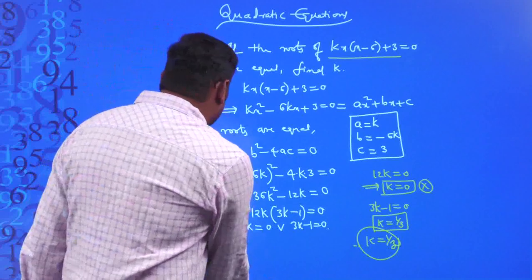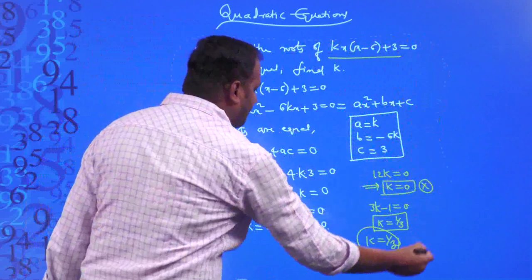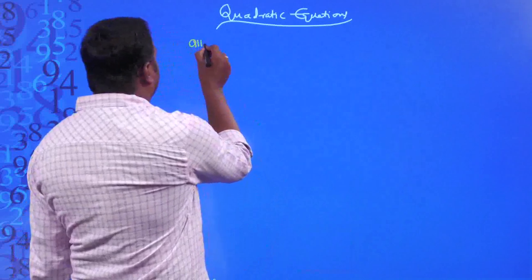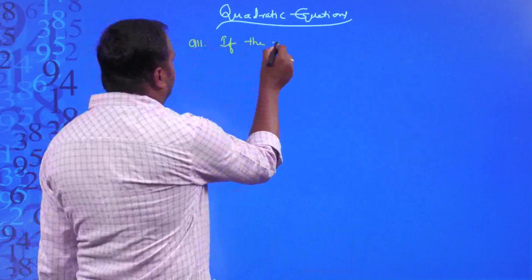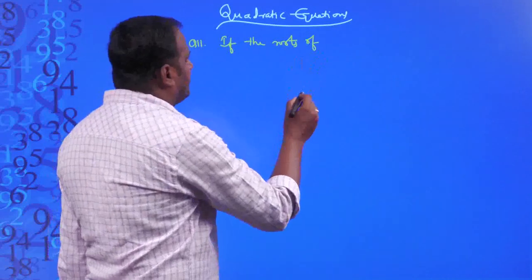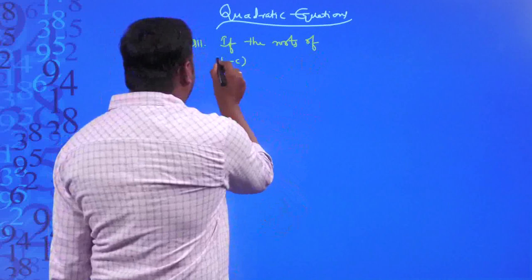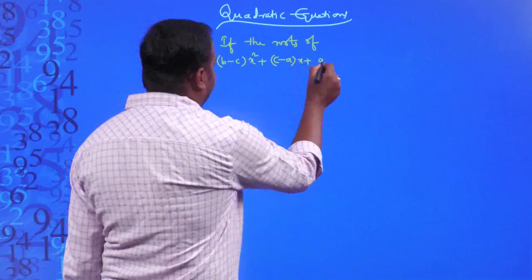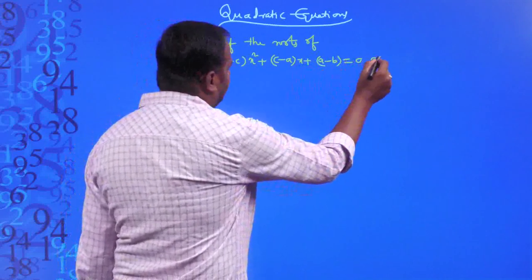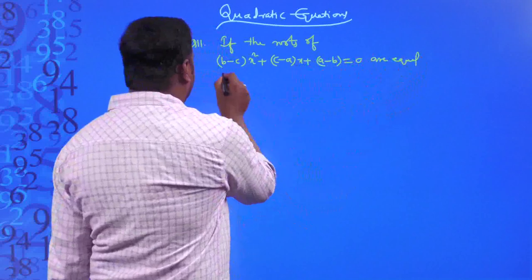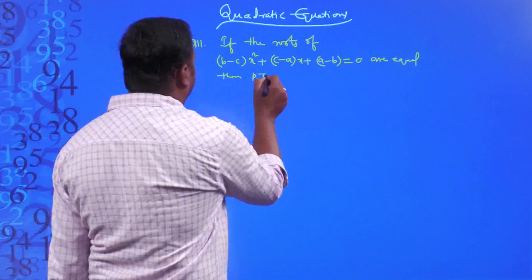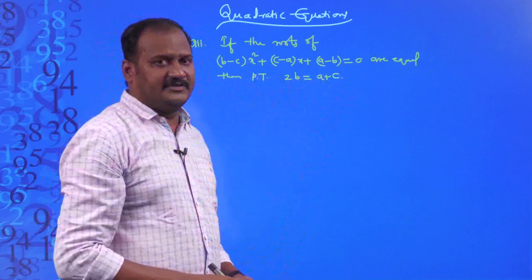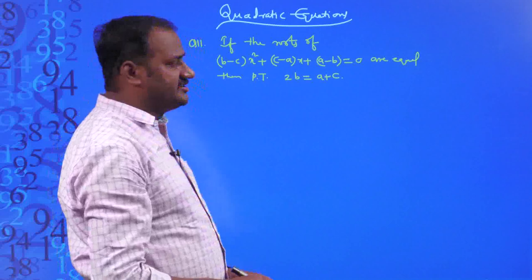Right? And one more problem is given like this. That one more problem is, if the roots of b minus c multiplied by x square plus c minus a multiplied by x plus a minus b is equal to 0 are equal, then prove that 2b is equal to a plus c. This is one of the problems given. If the roots of this quadratic equation are equal, then prove that 2b is equal to a plus c.